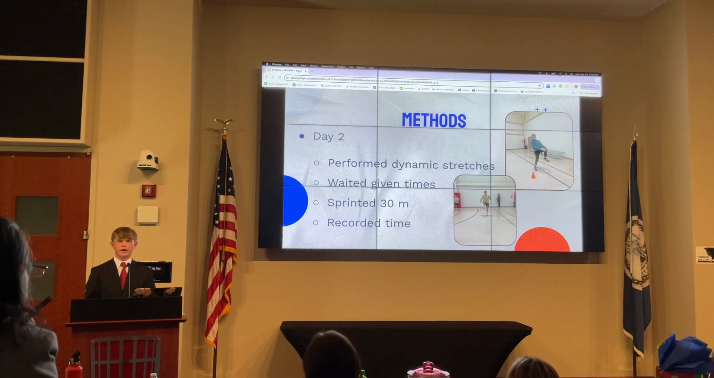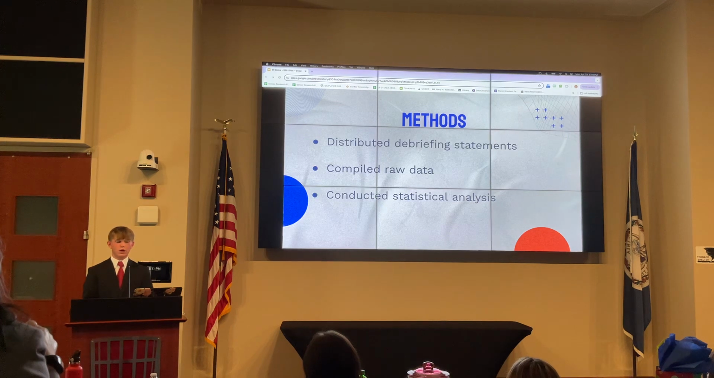On my second day of data collection, I first had participants perform the designated dynamic stretches. After stretching, the participants would then wait their assigned times. Once done waiting, the participants would sprint and I recorded their time. After all participants finished their second sprint, I provided them with my debriefing statement and compiled all my raw data. Lastly, I conducted a statistical analysis.